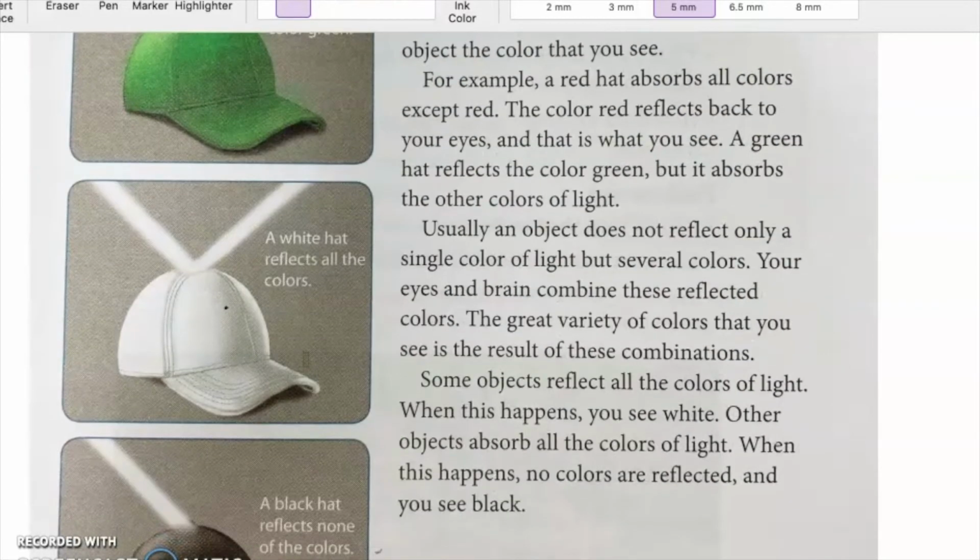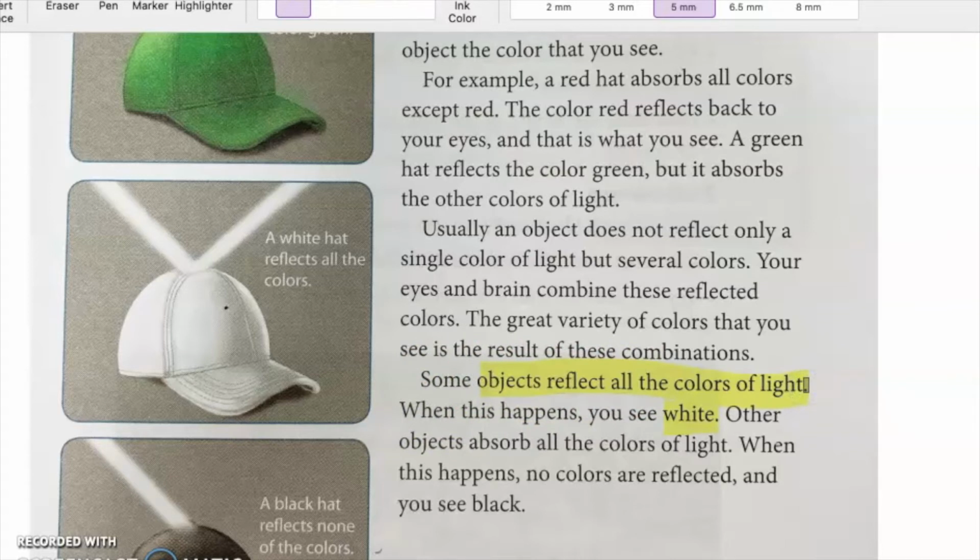Then what about the white hat? Usually, an object does not reflect only one single color of light, but several colors. Your eyes and brain combine these reflected colors. The great variety of colors that you see is the result of these combinations. Some objects reflect all the colors of light. When this happens, you see white. So white is when the object reflects all colors of light.